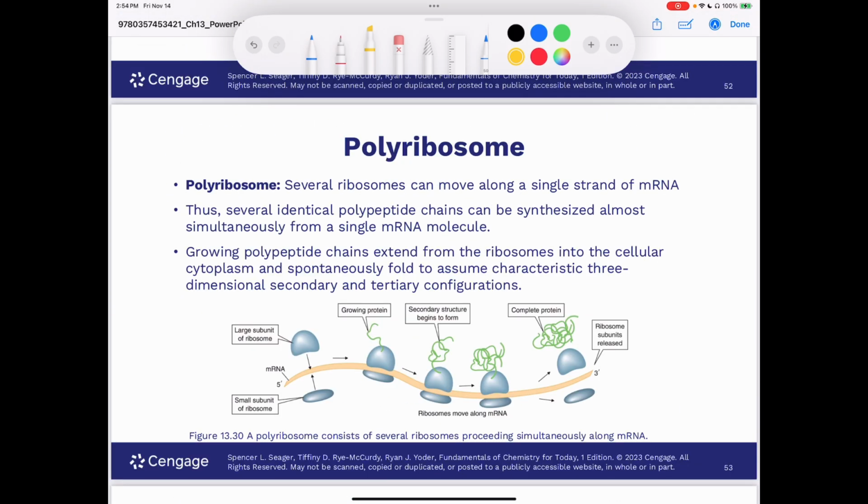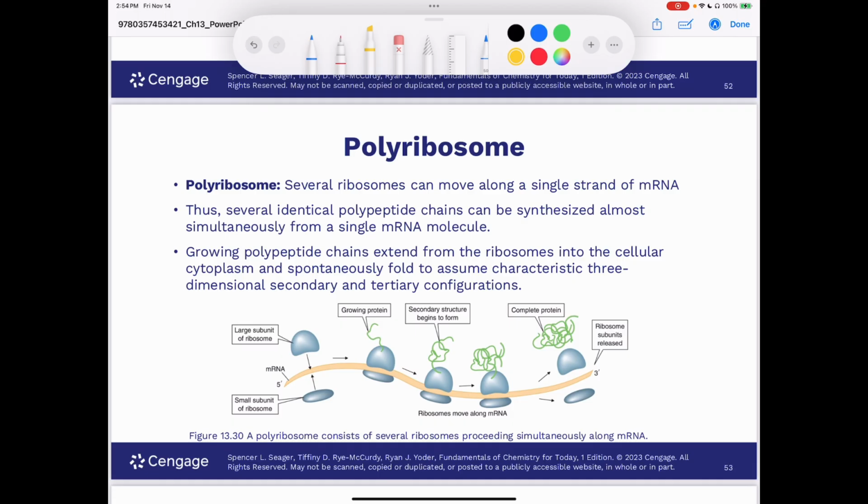Several ribosomes can move along a single strand of mRNA one after another. Thus, several identical polypeptide chains can be synthesized almost simultaneously from a single mRNA molecule. This markedly increases the efficiency of utilization of the mRNA. Such complexes of several ribosomes and mRNA are called polyribosomes or polysomes.